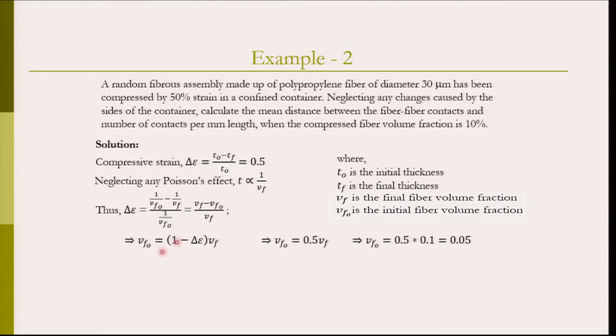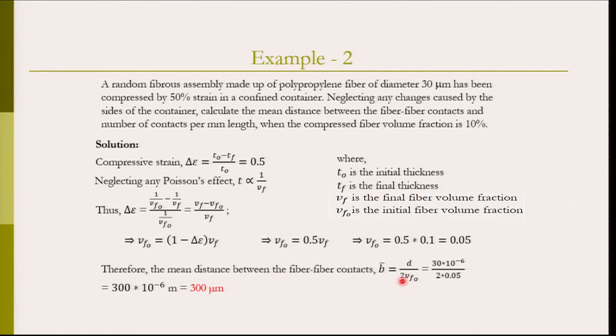As you can see, we can rearrange this equation. Vf naught is equal to 1 minus epsilon times Vf. So, we can calculate Vf naught because the final fiber volume fraction is given to us, which comes out to be 0.05. This is significantly important for our calculation because we are supposed to calculate the mean distance between the fiber to fiber contacts on the basis of initial fiber volume fraction.